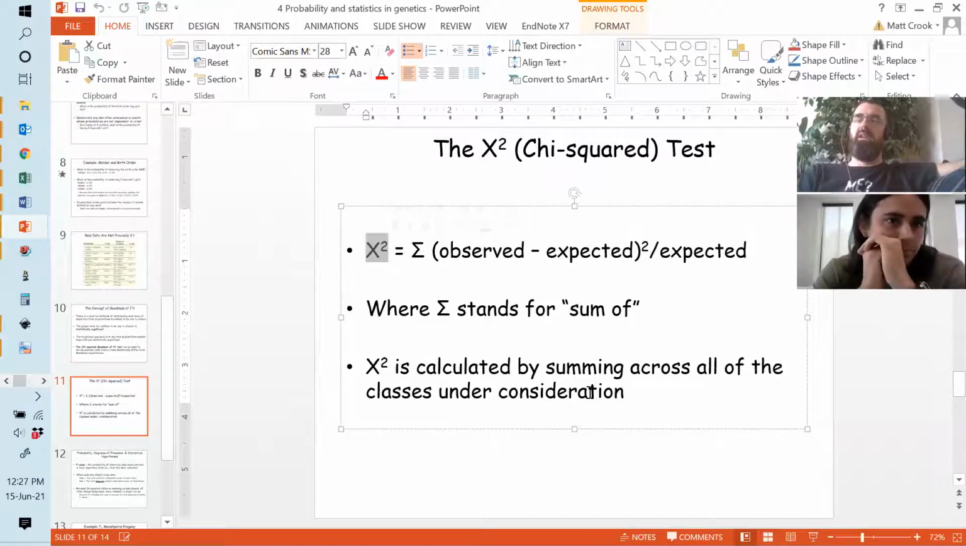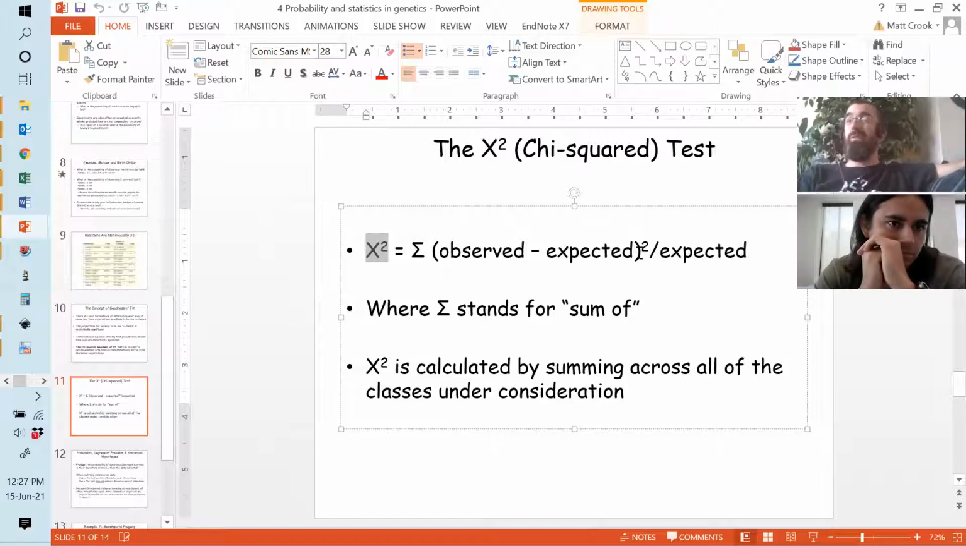Right. For each condition, you're going to have your observed data, right? So how many round peas did you get? And then your expected number of round peas. So based on Mendelian principles and probability, how many round peas would you expect from that number of peas in total? And then your chi-squared test is this calculation, which is observed minus expected squared.